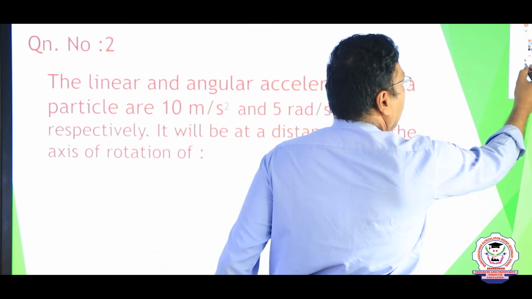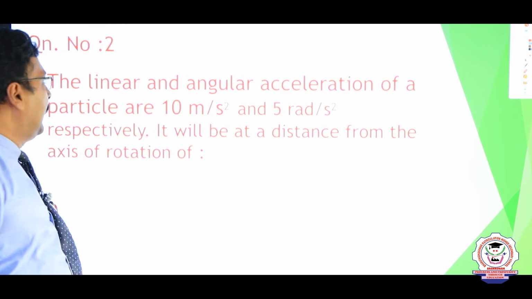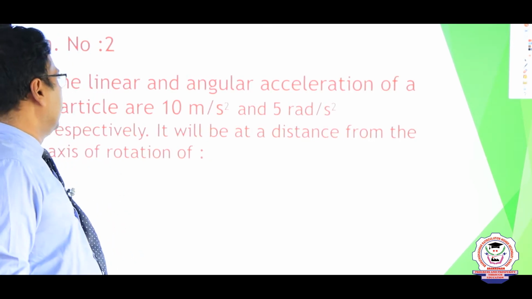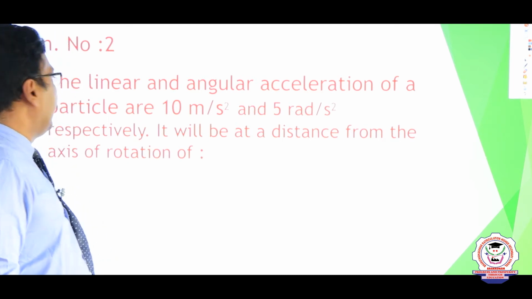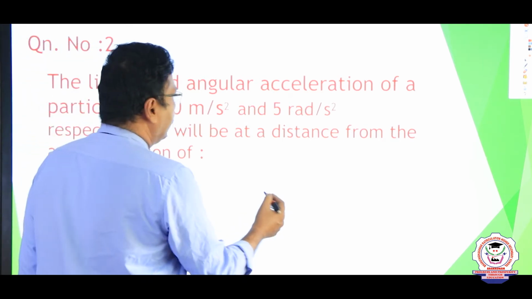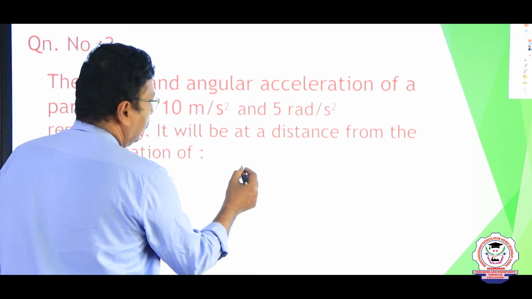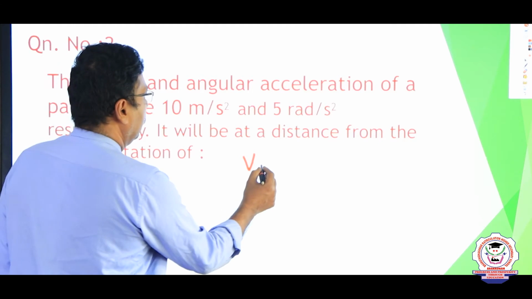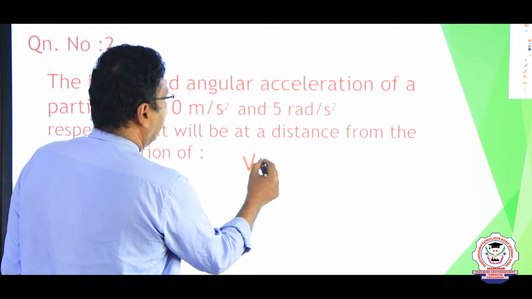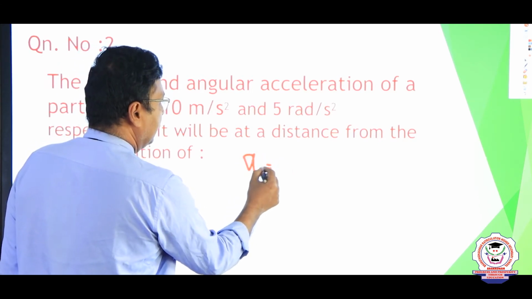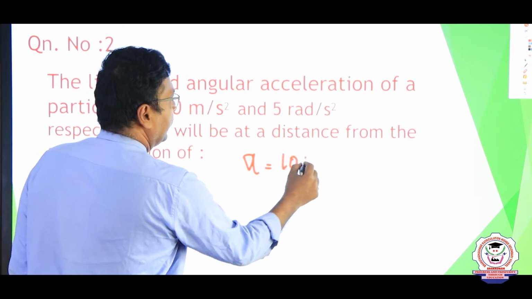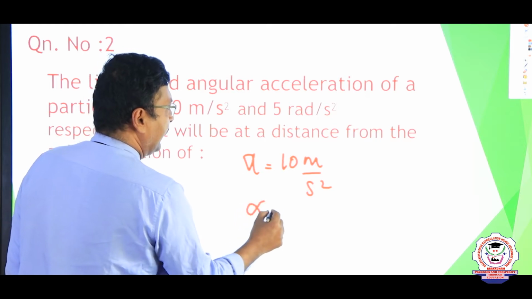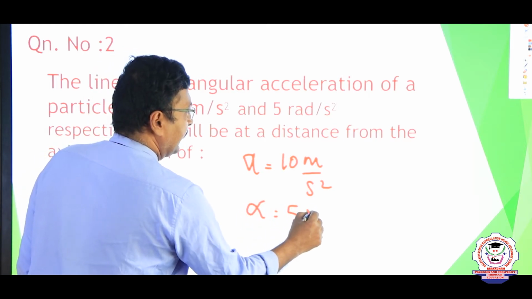Yes. In this problem, the linear and angular acceleration of a particle are given. What is the distance from the axis of rotation? So how will you solve the problem? V is given, linear velocity as 10 meters per second, A, the acceleration, is given as 10 meters per second square, and angular acceleration alpha is given as 5 radians per second square.